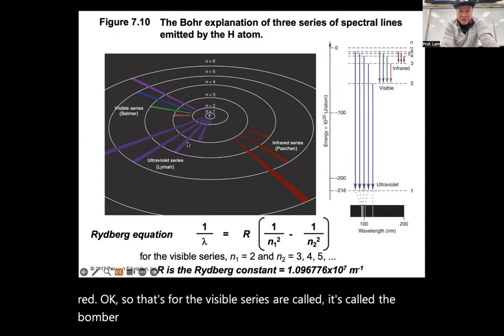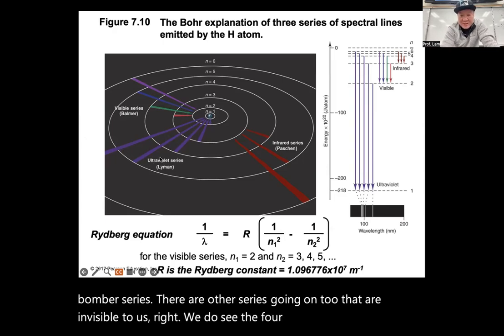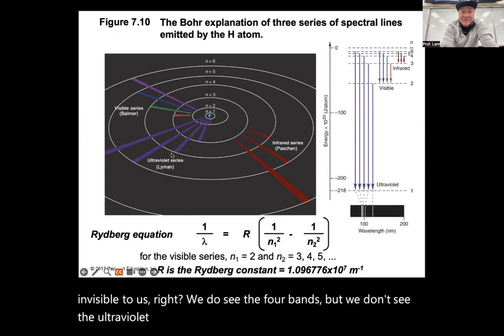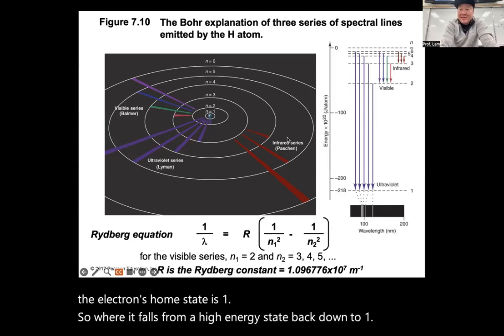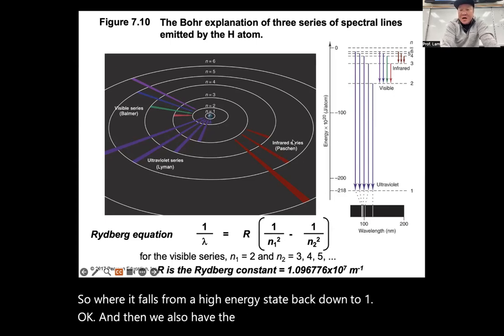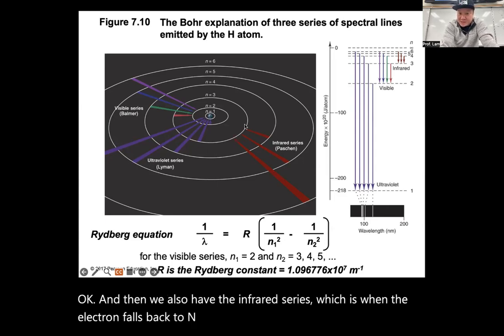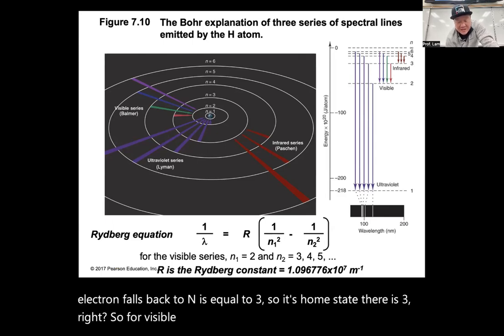There are other series going on too that are invisible to us, right? We do see the four bands, but we don't see the ultraviolet series, for example. So the ultraviolet series is where the electron's home state is 1, so where it falls from a high energy state back down to 1. Okay. And then we also have the infrared series, which is when the electron falls back to n equal to 3. So its home state there is 3. Okay? So for visible, it's 2, ultraviolet 1, and infrared is 3.